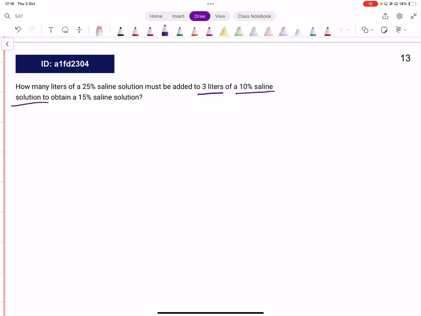What's the total amount of salt that you get from that? 10% of 3, you can say that's 0.1 times 3, right? You're adding to this some amount of a 25% saline solution. Let's call this number X. You're adding X liters of a 25% saline solution. What does that mean? 0.25 of X. When you add these two together, the result should be a 15% saline solution.